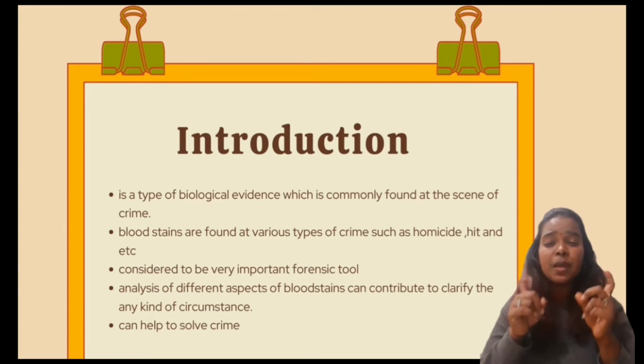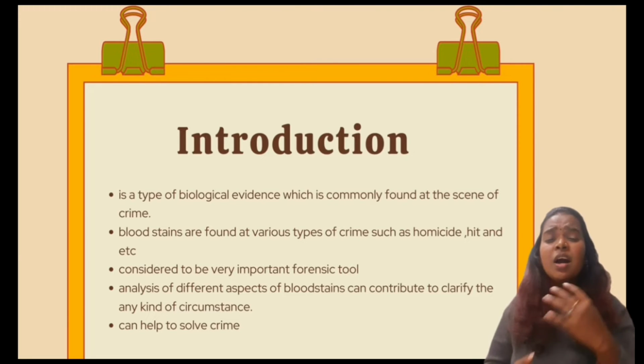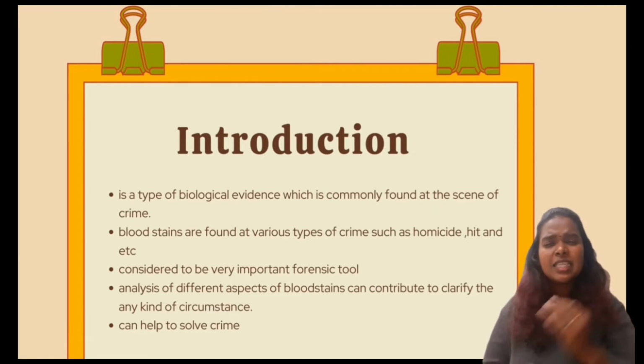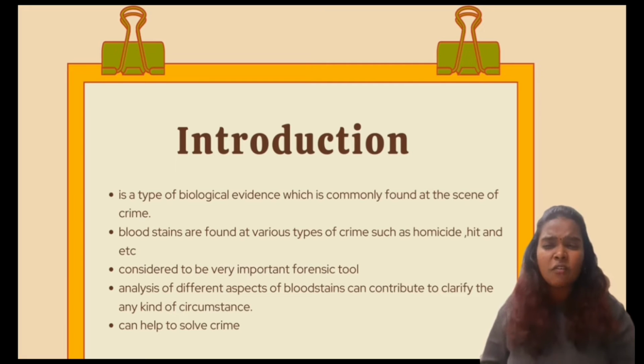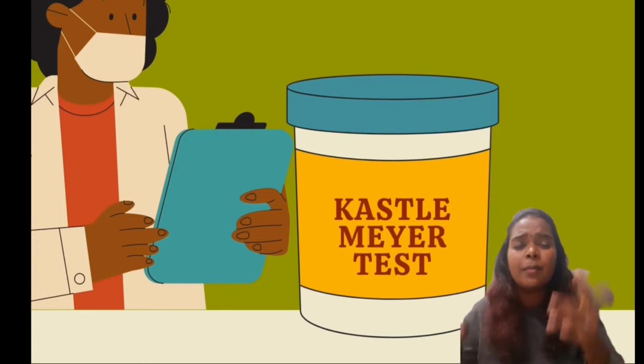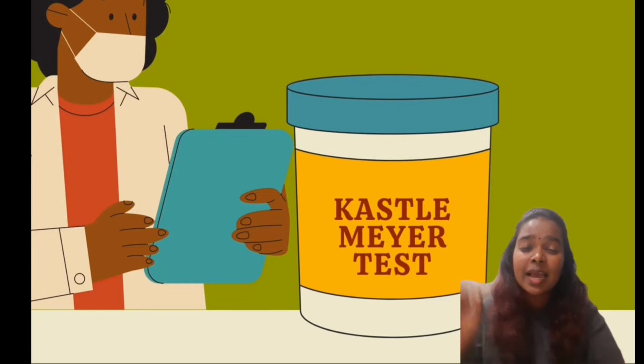Analysis of different aspects of a blood stain can contribute to clarifying the circumstances under which some violent crimes have been committed. Such crucial information can point the criminal investigation in the right direction and help to solve the crime. In some cases, it also helps with legal determination of a criminal offense, which can lead to more accurate and more appropriate punishment. There are various methods for blood identification, but today I will be presenting a chemical examination, which is a phenolphthalein test, also known as the Kastle-Meyer test.